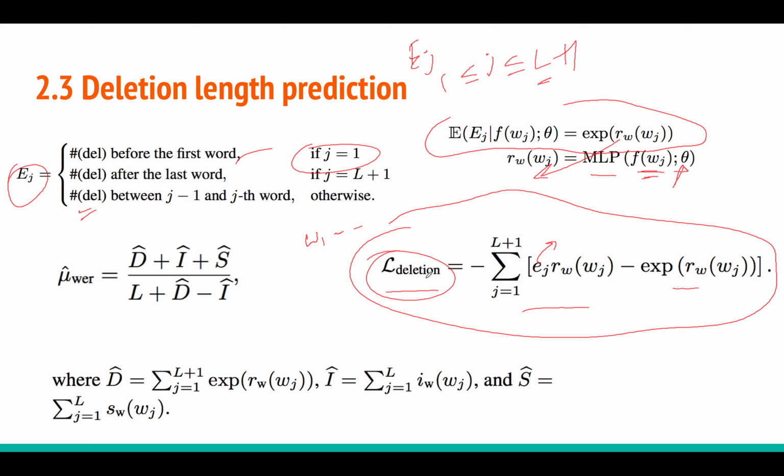And this loss is going to be added to the previous loss L word along with some weightage, and there is going to be one more loss. I will explain what that loss is, and you can compute the WR using this equation, and this equation, some of these numbers are calculated like this.